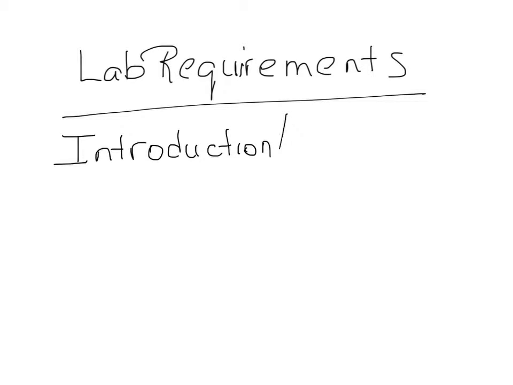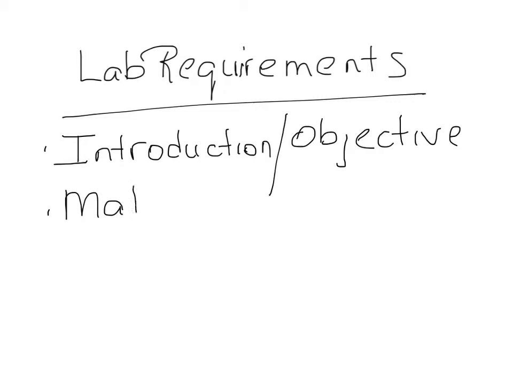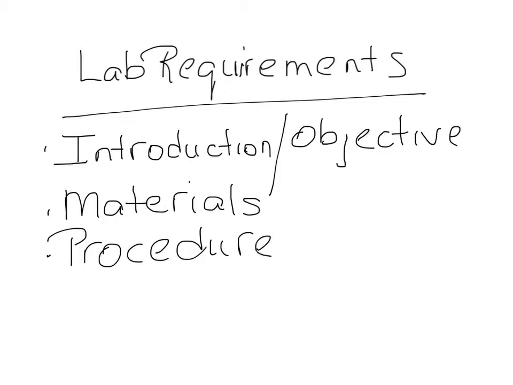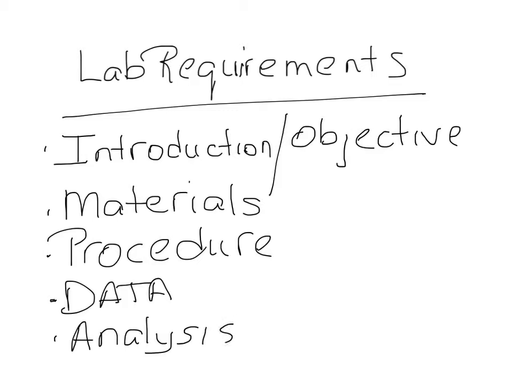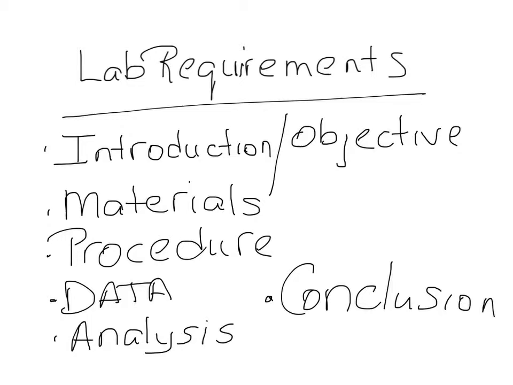Sometimes this is also known as objective, the objective of the lab. Then you have a section called materials. A section on procedure. Data. Analysis, and then finally the conclusion. Those are the things you need. Now we're going to look at what goes into each individual section.